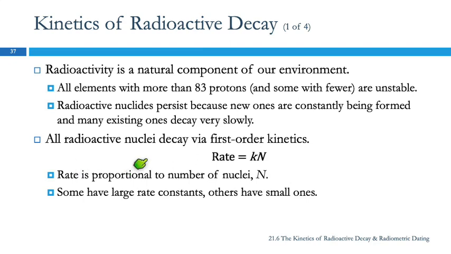All radioactive nuclei decay via first order kinetics. So we're not doing anything with zero order or second order. This is all first order kinetics. So the rate of decay is equal to a constant times the number of nuclei. Some have large rate constants, others have small rate constants.